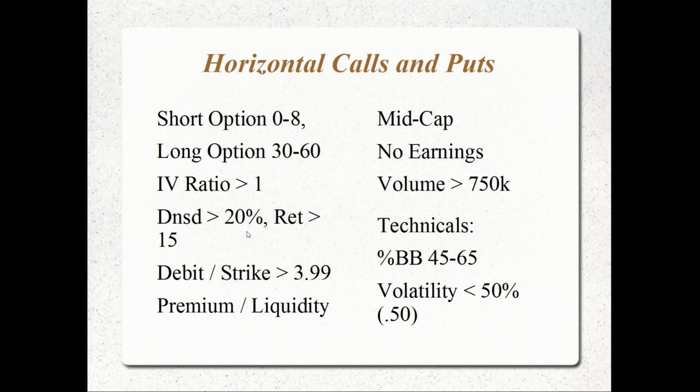But we still don't want any fly-by-night companies. You still don't want anything that fluctuates wildly. We might want to control volatility a little bit more, and you want it to be in a tighter Bollinger Band range as well.